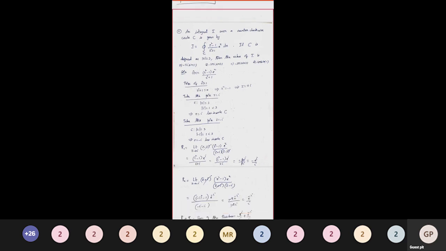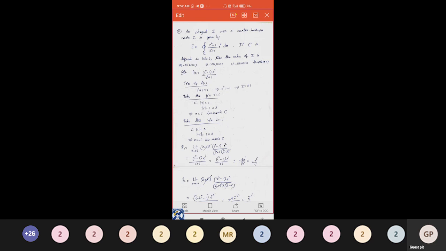f of z is given by (z square minus 1) divided by (z square plus 1), and the numerator is multiplied by e power z. Now let us start finding the poles of f of z. So by equating the denominator of f of z to 0, z square plus 1 equals 0, z square value is minus 1, or I can say z value is plus or minus i. So z equals i and z equals minus i, they are simple poles.